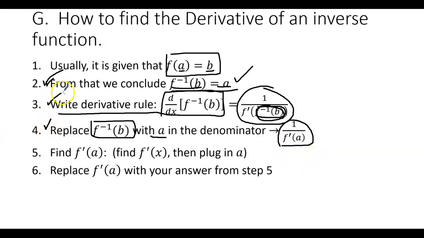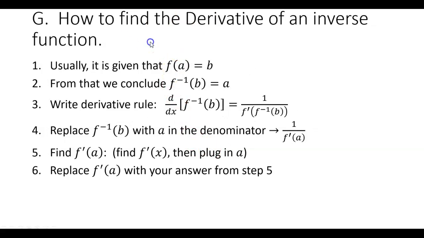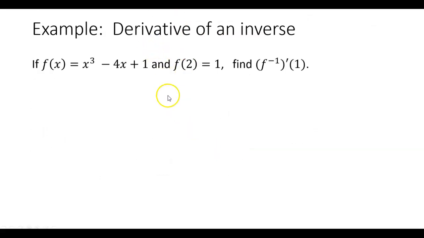The next thing you're going to do after that is you're going to find f prime of a. In other words, what does this equal? That's a two-step process. You're going to have to find the derivative of the original function, and then you're going to plug the a value into it. After you have that answer, just plug it in here for the f prime of a, and you've got your answer. And that's the end of it. So here's an example of finding the derivative of an inverse.